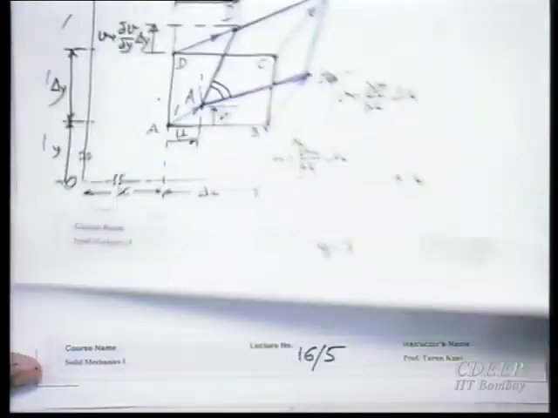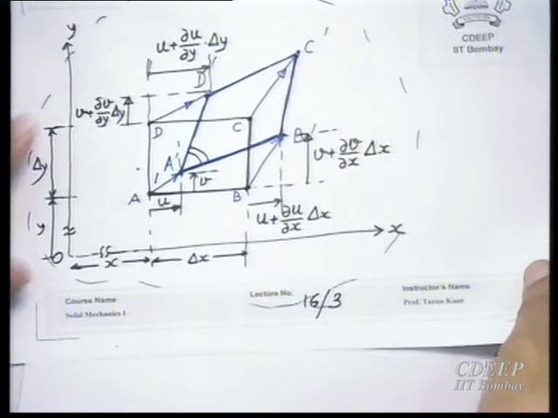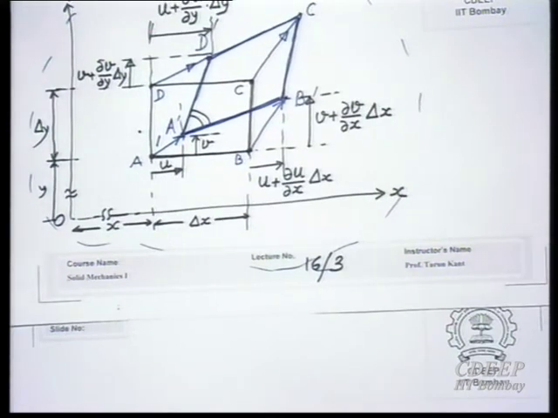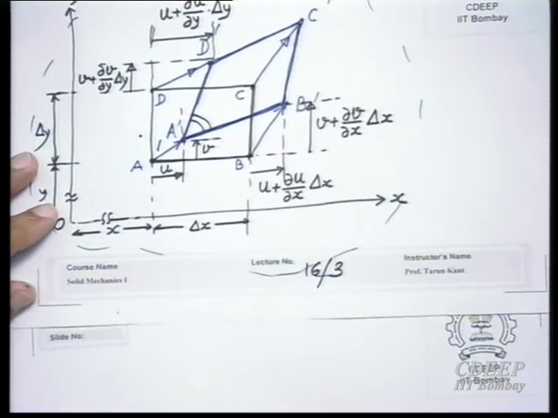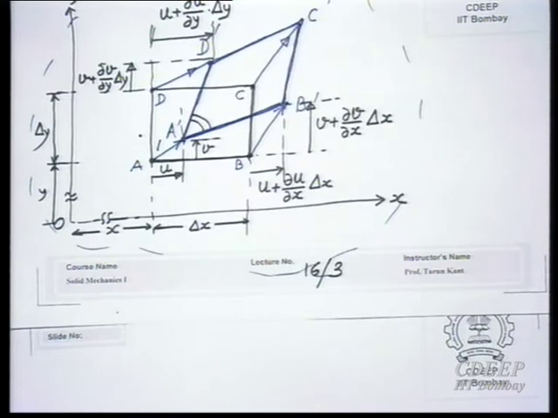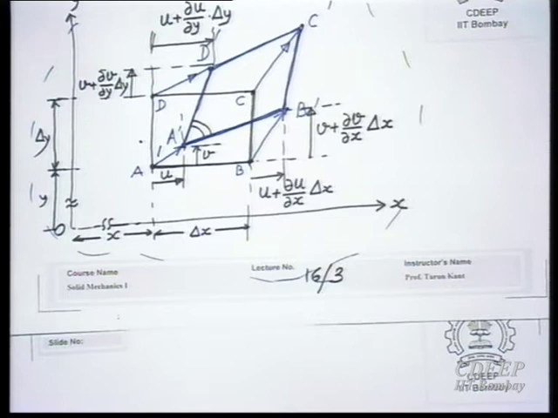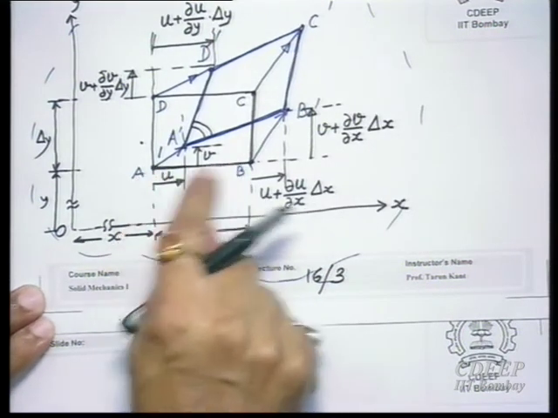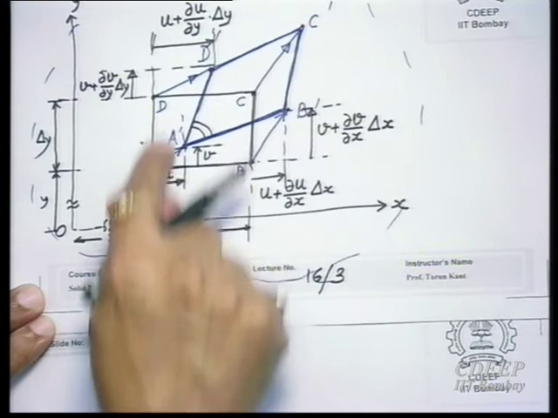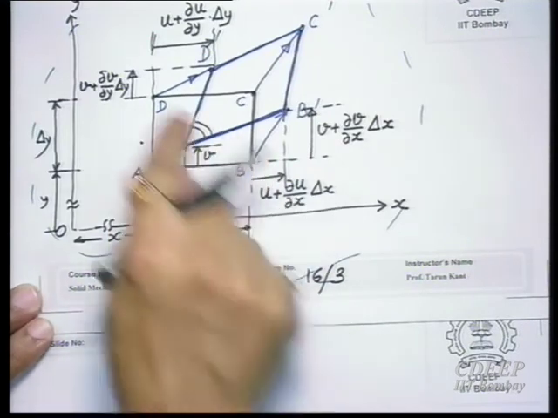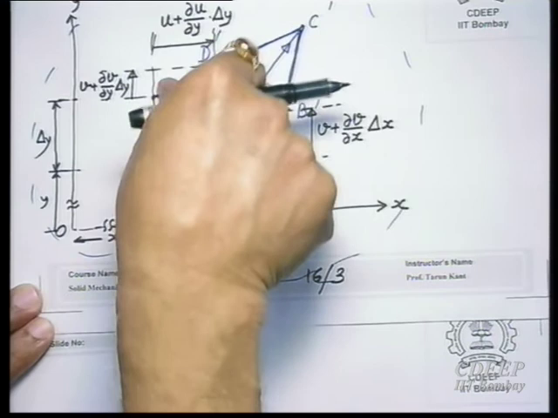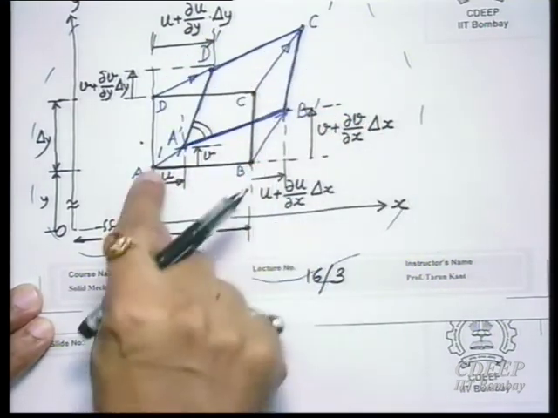Now, why did we do this? I am interested in finding out the expressions for linear strain. For example, the strain at point A. What is the strain at point A? At point A, I have drawn 2 lines, and I have closed the figure also, but that is not important. These 2 lines are not important, but this line and this line are important.